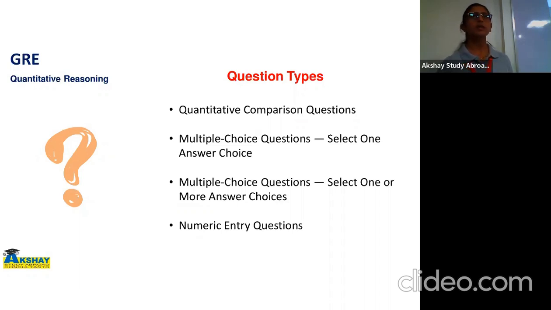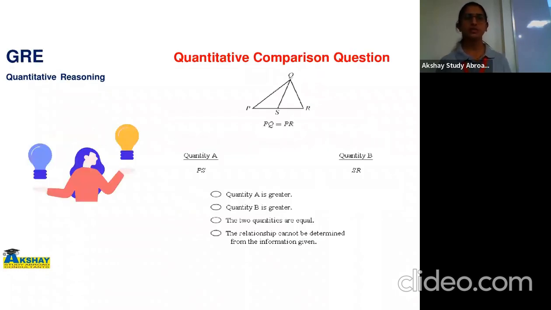And last is the numeric entry question, in which after reading the question, you have to solve it, find out your final answer and put that answer in the empty boxes below that question. So you don't have any option to choose for numeric entry questions. Okay, now we'll see each and every type of question one by one. We'll try to solve these questions. They are very simple. So there is a question in front of you, a quantitative comparison question.